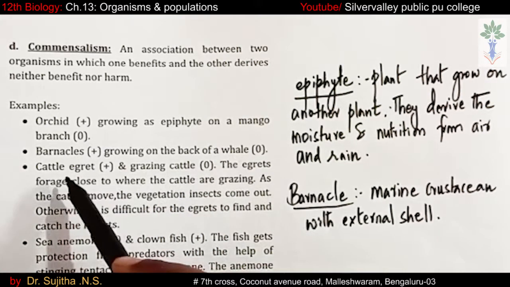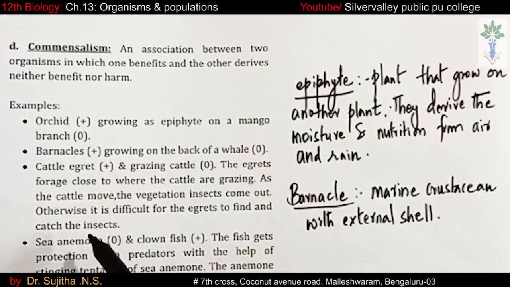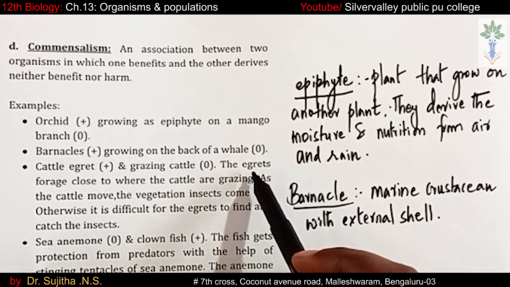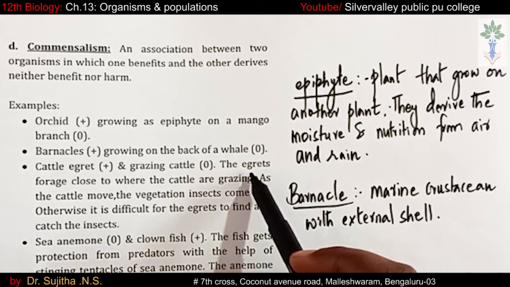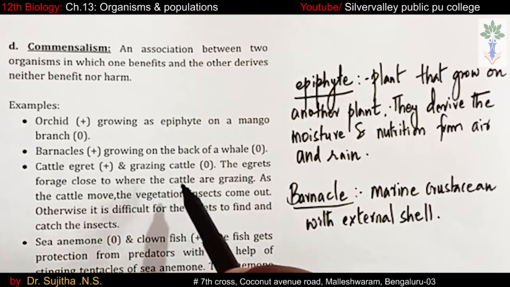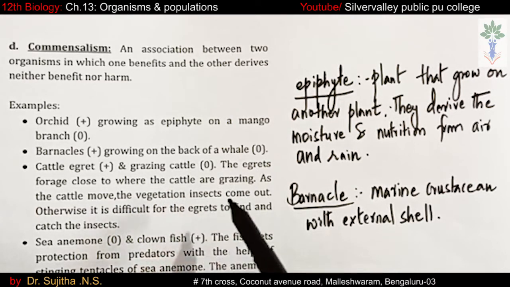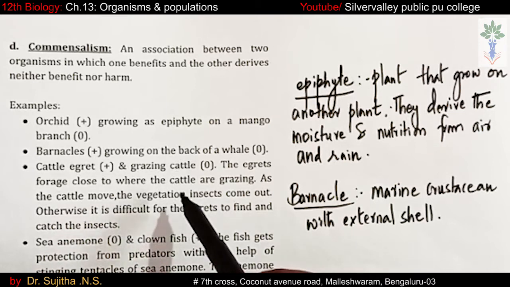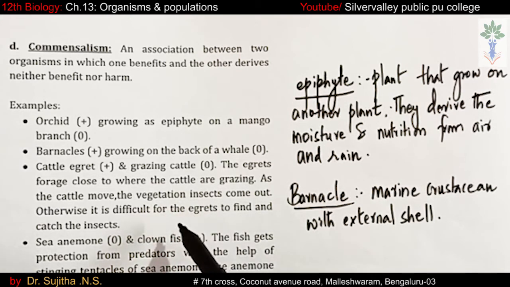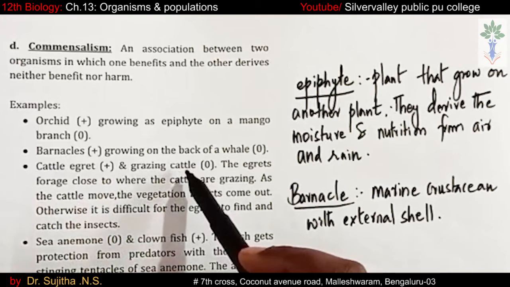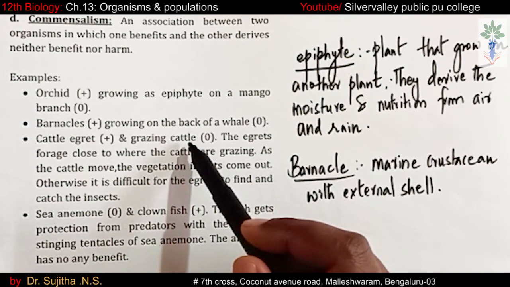The third one is the cattle egret and the grazing cattle. The cattle egrets are always present near the livestock. Egrets are white birds with long legs. And these cattle egrets forage close to the place where cattle are grazing. So when the cattle move, there will be a disturbance in vegetation. As a result, the insects which are present inside the vegetation come out. And during this process, the egrets feed on these insects. Otherwise, it will be very difficult for the egrets to find and catch the insects. Here, the egret is getting benefited, whereas the cattle is not getting any benefit, nor is it getting harmed.